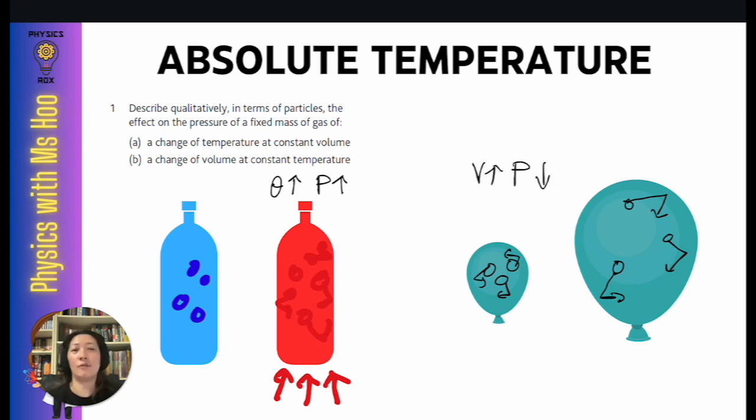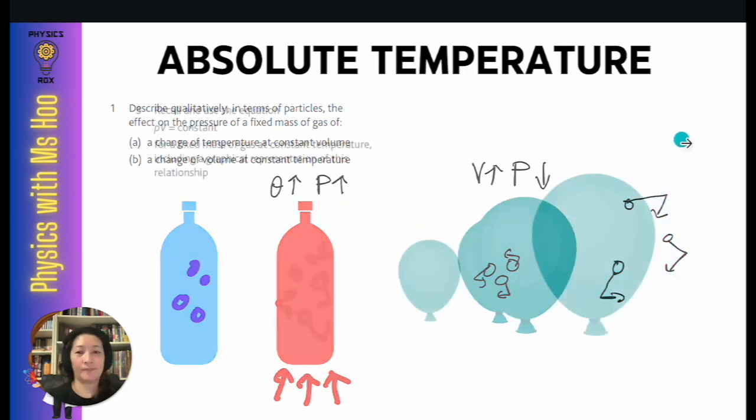Now, in addition to knowing the general relationship, you also need to be able to calculate this out. But you only need to know this for pressure and volume. Temperature and pressure, no need.